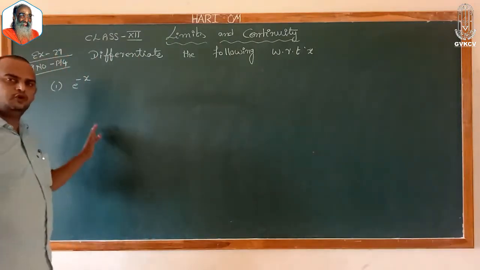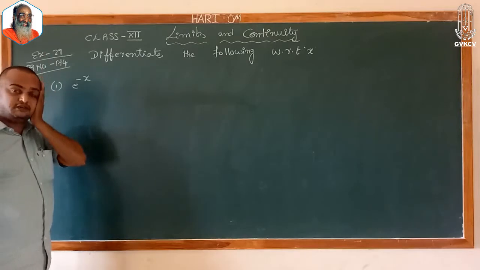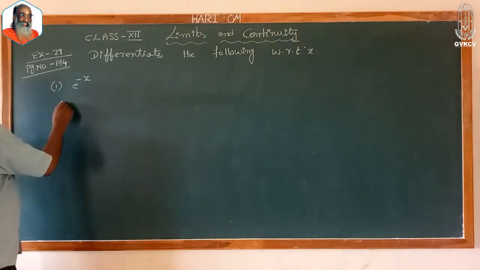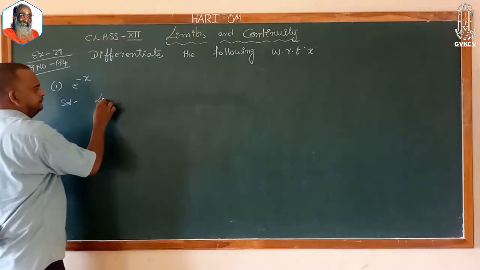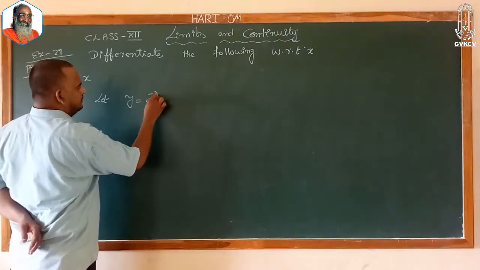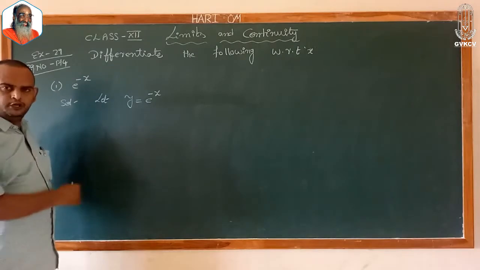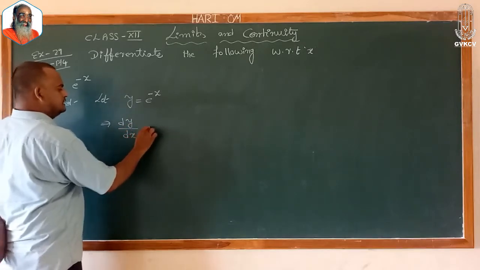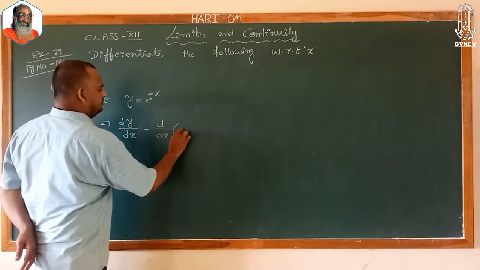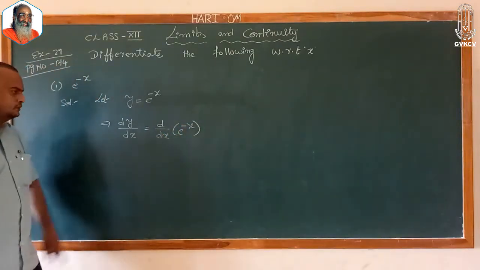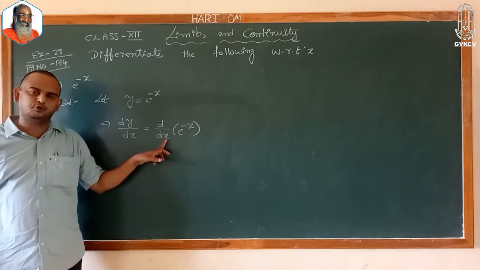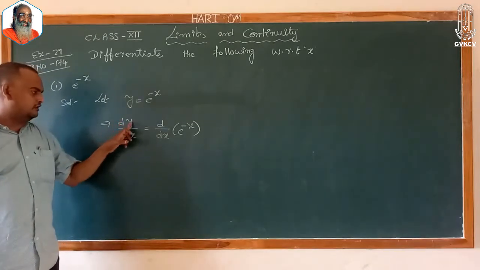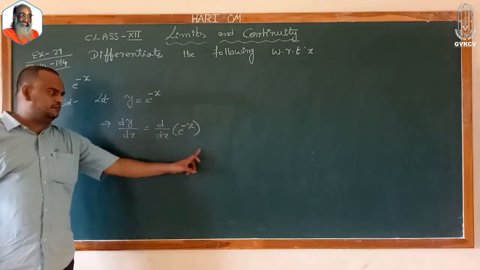Now let us see. The first problem is given there: e power minus x. This we are going to differentiate. Solution. Let y is equal to e power minus x. Now we need to differentiate. That implies dy by dx is equal to d by dx of e power minus x. So d by dx means differentiating with respect to x. Both sides we are differentiating. When we differentiate y, we have dy by dx, and now we are differentiating e power minus x.